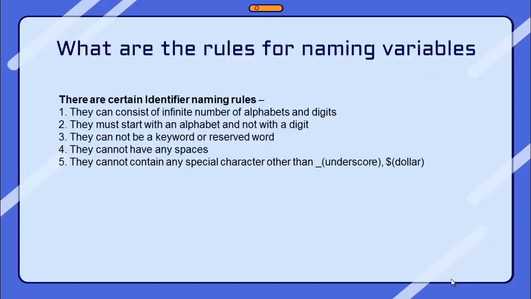What are the rules of naming a variable? They can consist of any number of alphabets and digits. They must start with an alphabet and not with a digit. They cannot be a keyword. They cannot have any spaces. They cannot contain any special characters other than underscore and dollar.